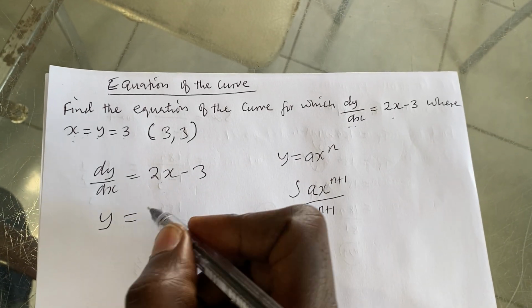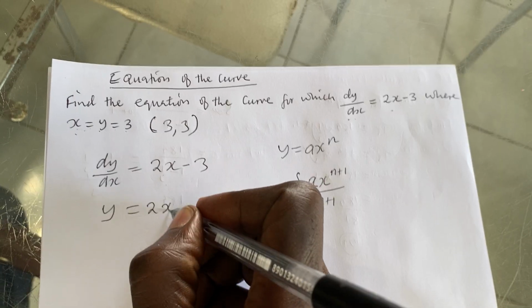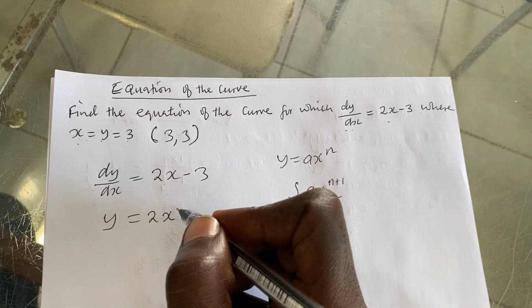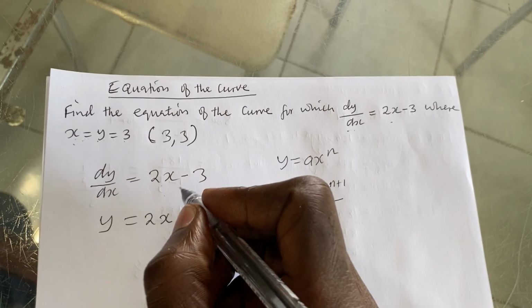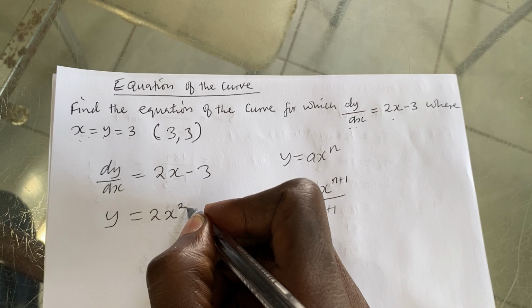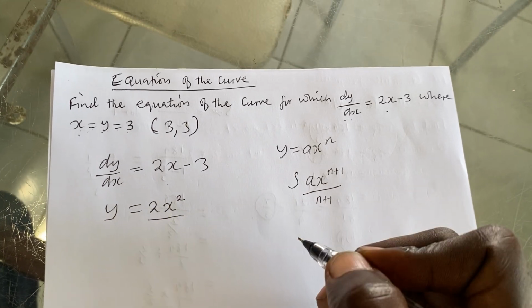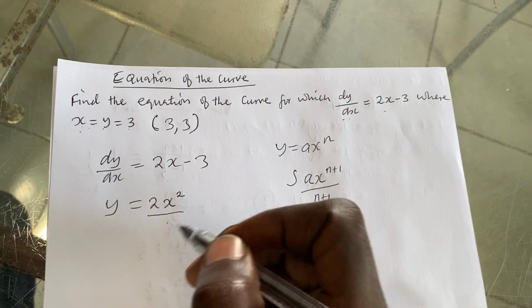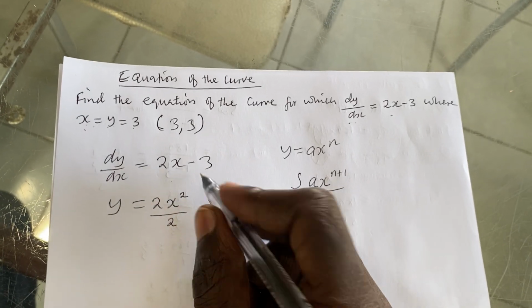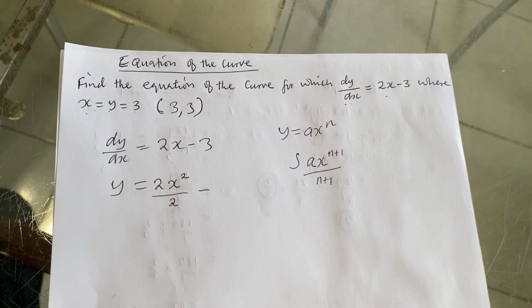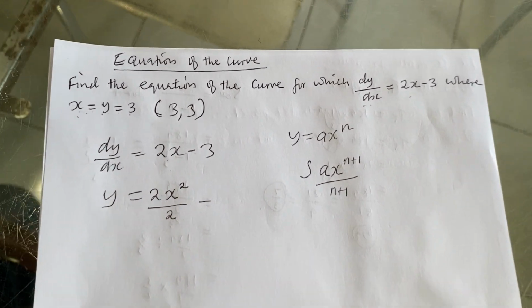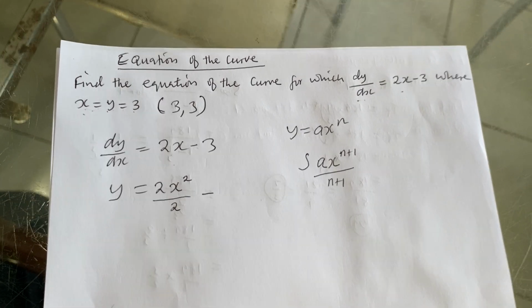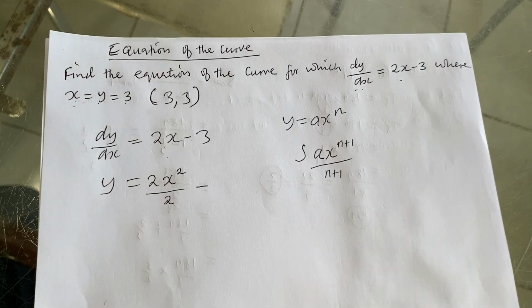That's what I'm going to do here. We have 2x, and x we know is to the power 1. What do you do to that power? You add 1, so it will be 1 plus 1, which is equal to 2. The new power is 2, so you divide by 2. Then you go to the next one, minus 3. For a constant, just a number, just put x behind it. So it will be 3x.